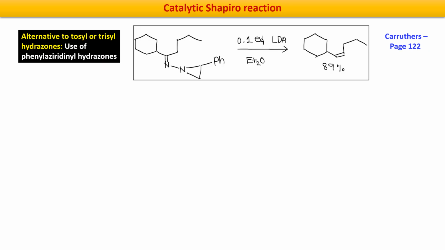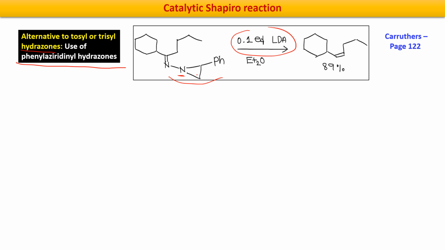Now very interesting, catalytic Shapiro reaction. So why I am saying it is interesting, because see, here we have taken 0.1 equivalent LDA. In other cases what we take is 2 equivalent. Sometimes it's slightly more than 2 equivalent to avoid side reaction, but here it is 0.1 equivalent LDA. So alternative to tosyl or trisyl hydrazone, here we are using this special type of group where instead of NH you have some triple bond.